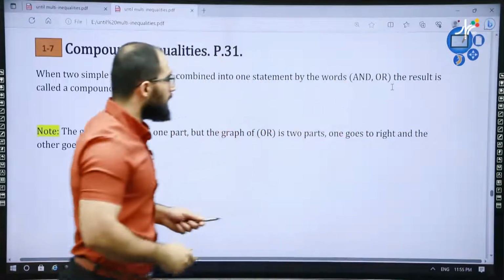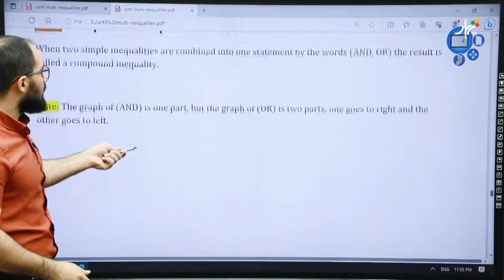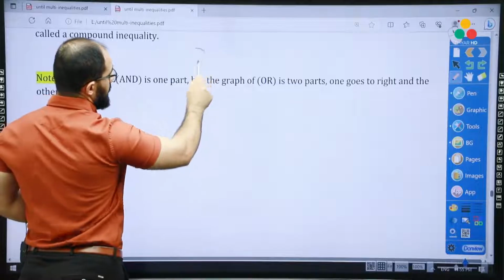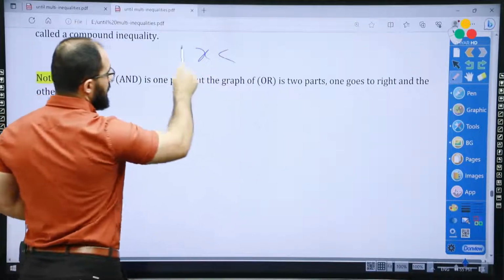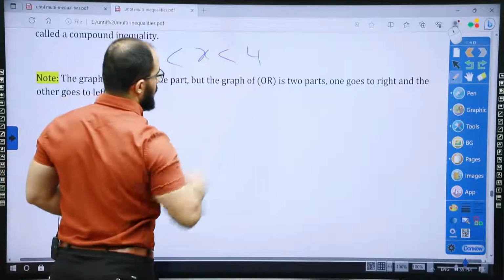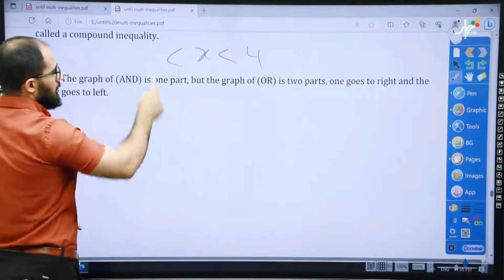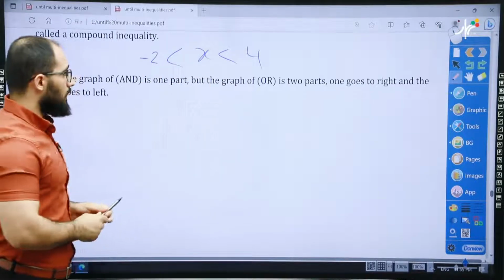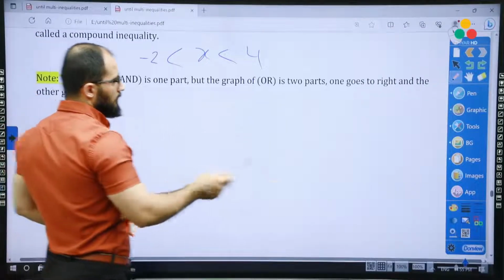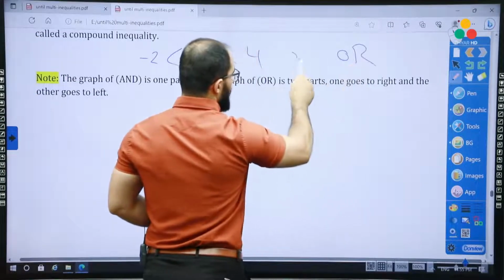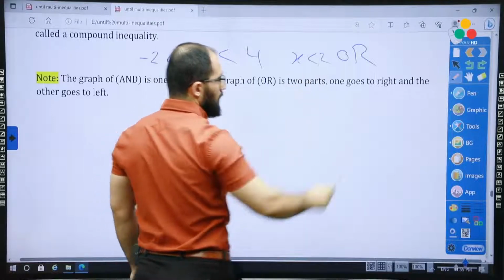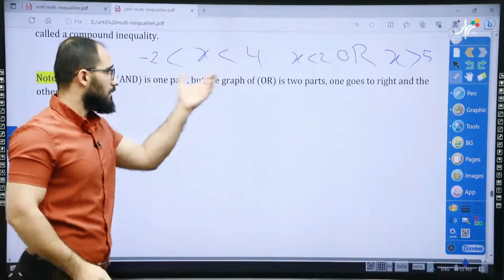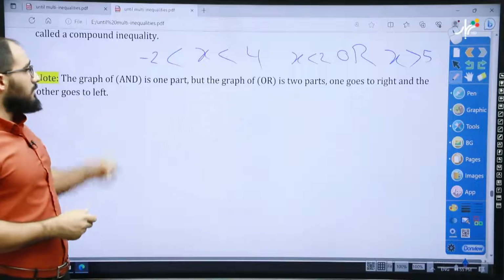Before we solve any example about compound inequalities, let's give you some examples. For example, you have x less than 4 and greater than negative 2. We can see that we have two inequalities. We combine them by "and." Also we can say x less than 2 or x greater than 5. So these two examples are compound inequalities.